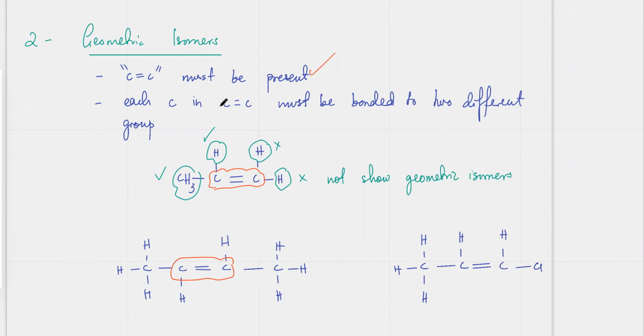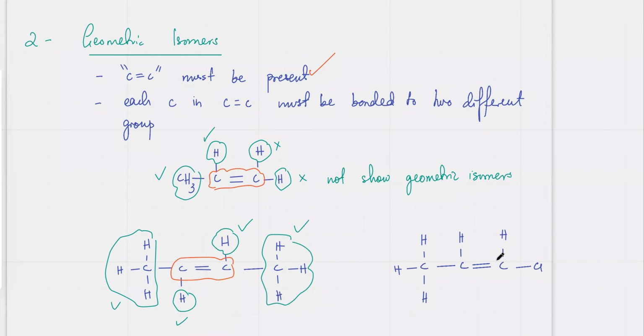And then each carbon atom in the C double bond C must be bonded to two different groups. So look at the carbon over here on the right. This carbon atom is bonded to two different groups. It's got a CH3 and it's got an H on one side. So this carbon atom is fulfilling that condition. The other carbon atom must be bonded to two different groups as well. So it is also bonded to two different groups. So this one will make geometric isomers.